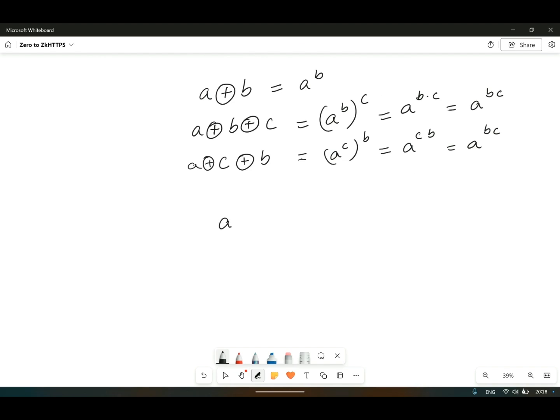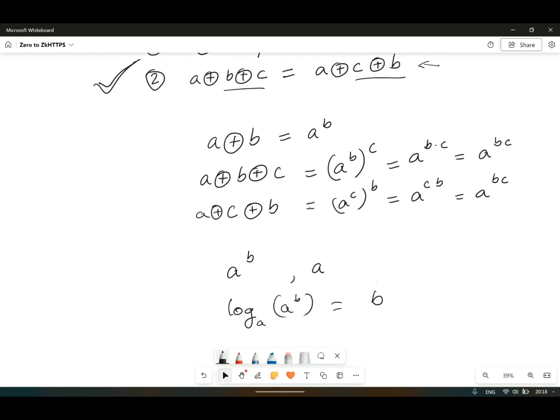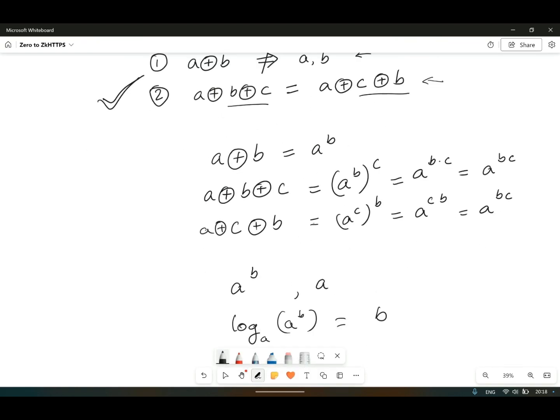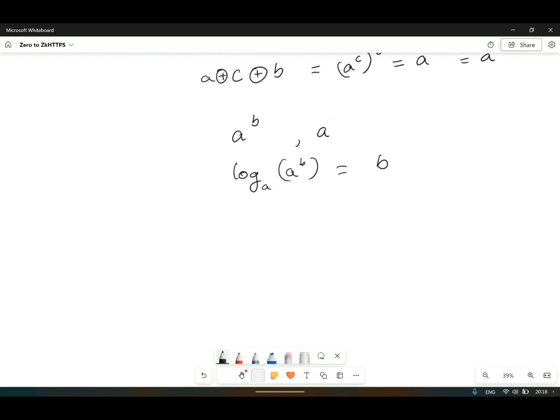If I do A to the power B, and if I give you A, you can deduce B by saying log of A power B is equal to B. So the first property does not hold. The first property, in which given A operated on B, which is A power B, and if I give you A, I can construct B by just taking a log to the base A.